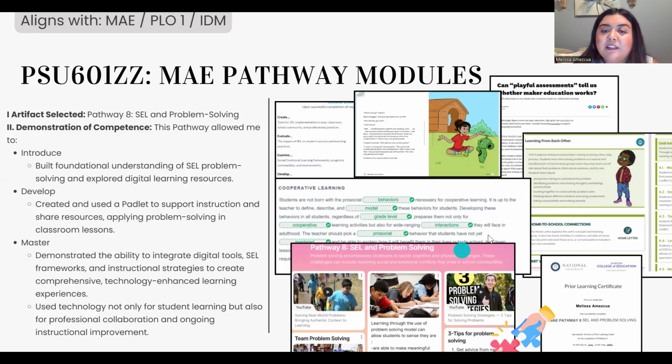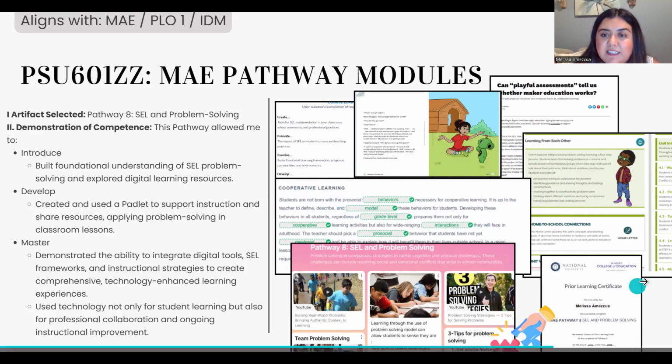I had to complete a series of trainings on problem solving and demonstrate that I was understanding the topic by completing a series of activities. So here's one on cooperative learning. And at the end of that, I also was able to receive a certificate saying that I did have knowledge in the area.